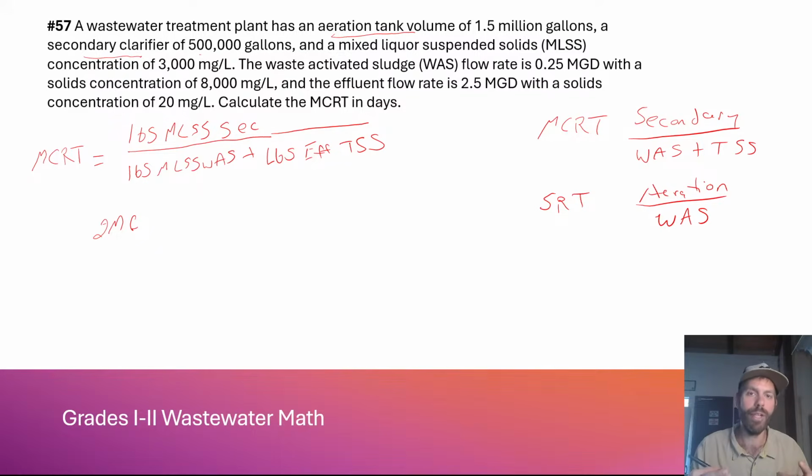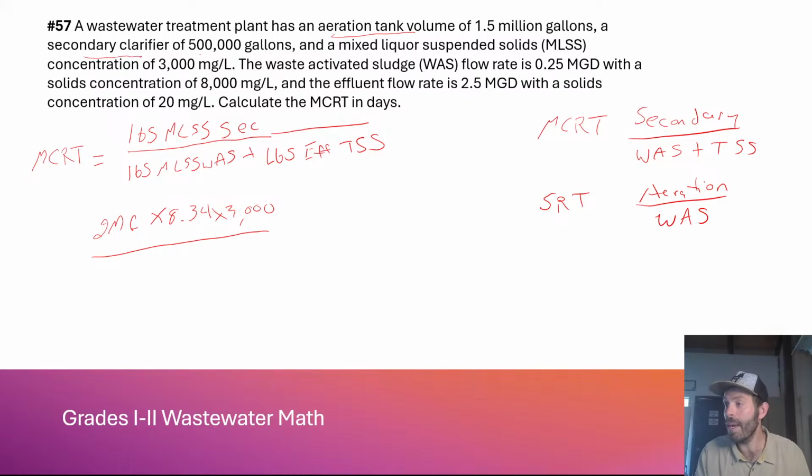The state of California sheet has you do 2 pounds formulas and add those together. There's no reason to do that, because you just have to add the 2 volumes together, like I'm doing, and then multiply by 8.34, and then multiply by the MLSS concentration, which is 3,000 milligrams per liter, divided by flow rate 0.25 mg.